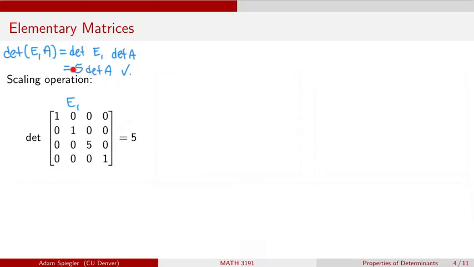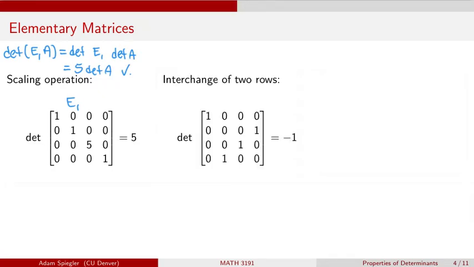So here we've shown that at least for elementary matrices, if I take the product of an elementary matrix, which is a scaling operation on the left, times some matrix A, the determinant equals the product of the determinants. I can take the determinant of that scaling matrix and multiply it by the determinant of the original matrix A. And let's see what happens with some of the other elementary operations.